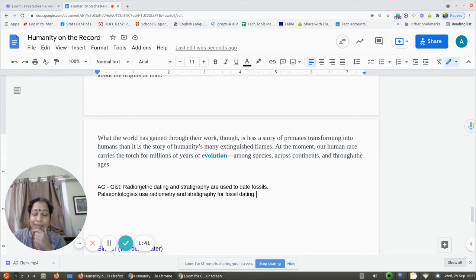I know that the section mainly talks about human fossil dating, and what it says is that it brings both those techniques together to increase precision of the dating. So I'll say maybe accurately. So for accurate fossil dating, and use both radiometry and stratigraphy for accurate fossil dating. All right, so that's my gist for the second section.